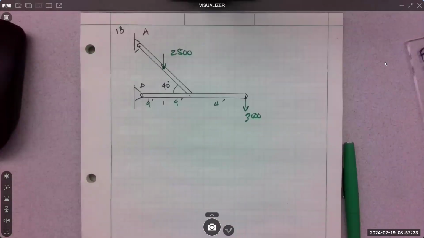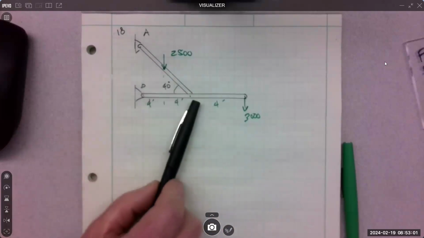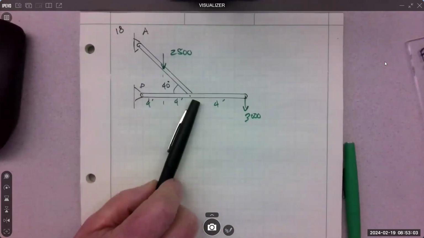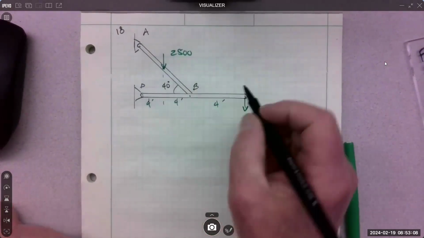So how do we know it's a frame? Because it's not a truss. What was a truss? Triangles. Straight members. Trusses, the loads are always at the connections, not in between the joints. This one clearly has a load between two joints. This is a link. A to B is a link. This must be C.